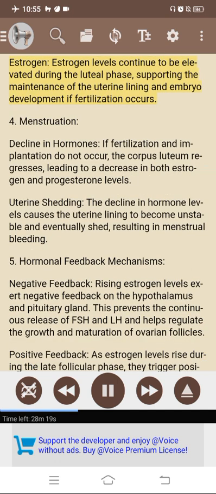Estrogen. Estrogen levels continue to be elevated during the luteal phase, supporting the maintenance of the uterine lining and embryo development if fertilization occurs. 4. Menstruation. Decline in hormones. If fertilization and implantation do not occur, the corpus luteum regresses, leading to a decrease in both estrogen and progesterone levels.